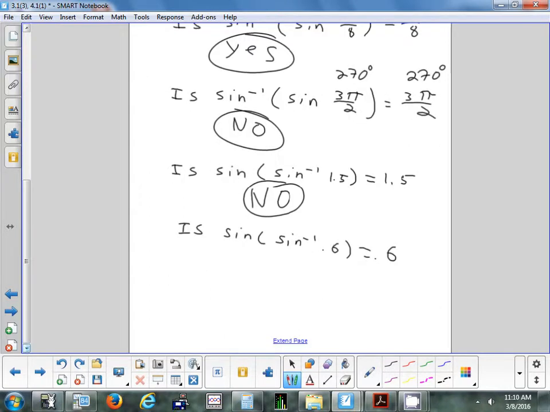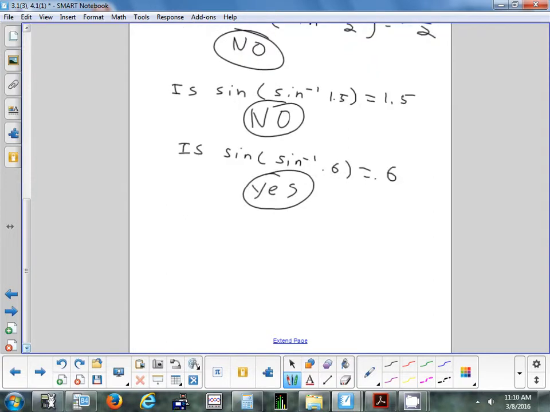And the last one is the sine of the inverse sine of 0.6 equal to 0.6. Same setup as the last one. Inverse is on the inside. So we're still between -1 and 1. How about Sydney? Is that one going to work? Yes. Yeah, 0.6 is between -1 and 1. Any question on that? All right, so that's one way you could see these questions worded on the test.